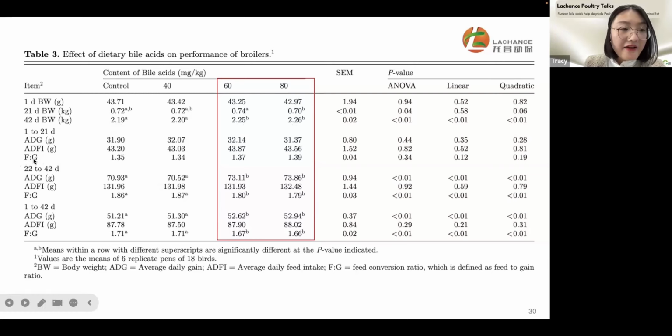And this is the FCR. You can see the FCR through the whole period, from 1 to 42 days. The FCR was decreased from 1.71 to 1.67 to 1.66. So this means that bile acids can help broilers to improve their body weight and also reduce their FCR.